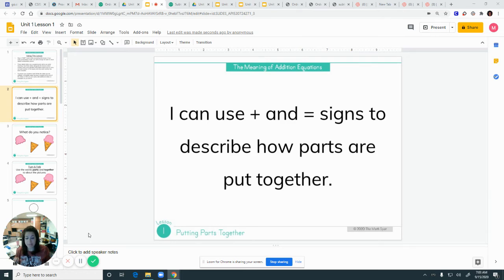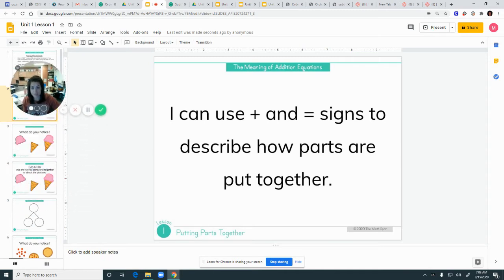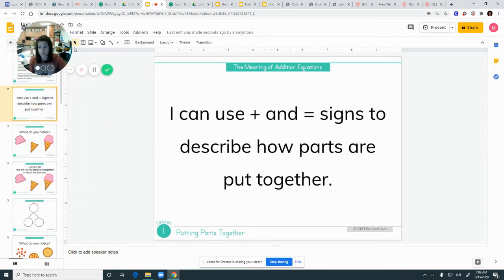Hey guys, I'm super excited about these next lessons because we are going to be starting work with word problems, word problems with addition and subtraction. I'm so excited because this is my favorite unit. But we're going to start with what the meaning of addition and subtraction is, because that's so important. And we're going to start with just addition.